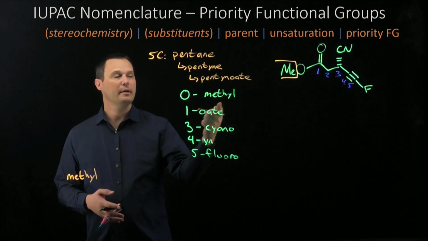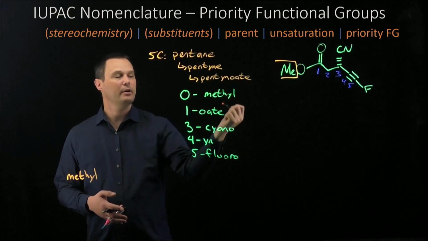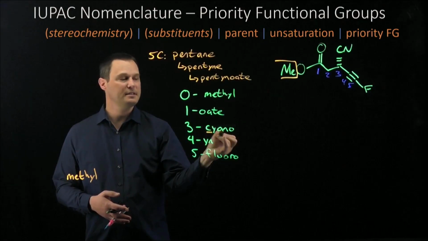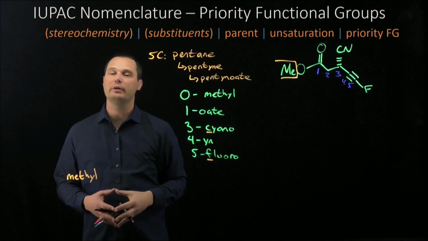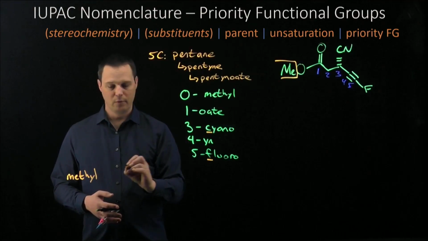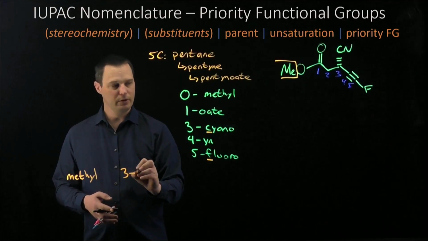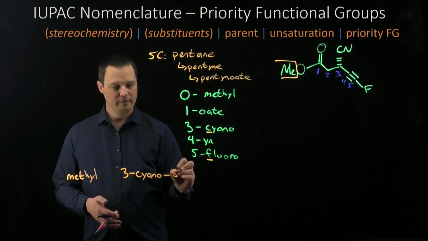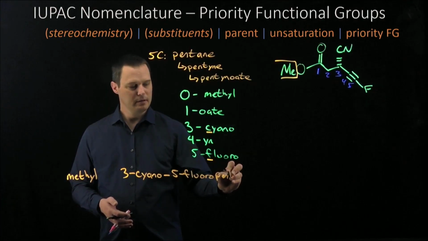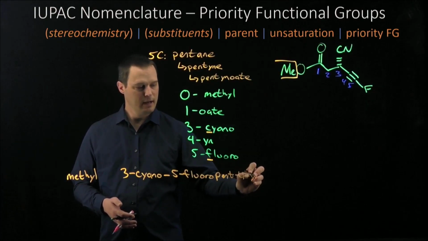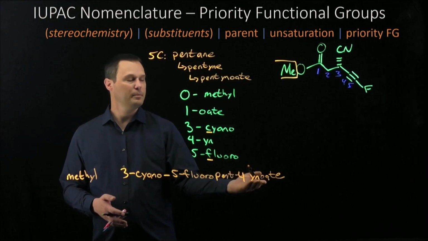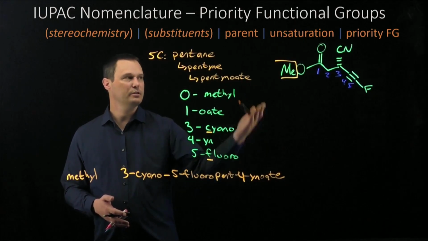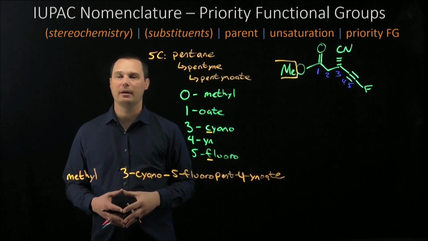We've already taken care of the methyl group. The OATE is part of our parent hydrocarbon name. We'll alphabetize by the C in cyano and the F in fluoro because the YN is also included in our parent hydrocarbon. C comes before F, so we'll have a space in the name and then 3-cyano, 5-fluoro, pent-4-ynoate. We need the number 4 to indicate the location of the triple bond, but we do not need the number 1 for the ester because by definition, the ester must be at carbon number 1.